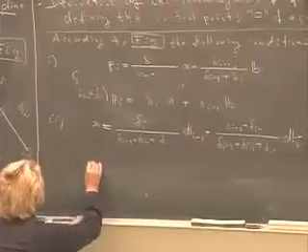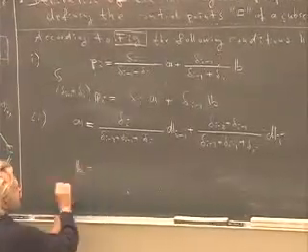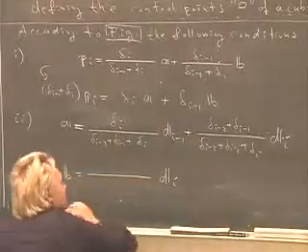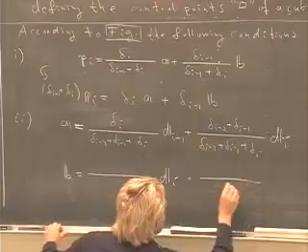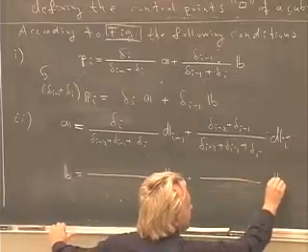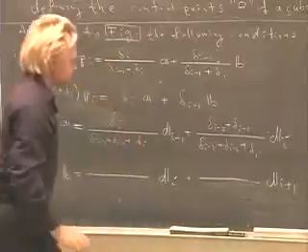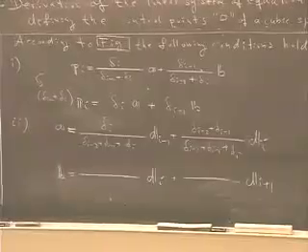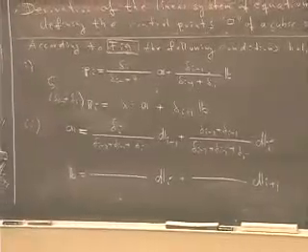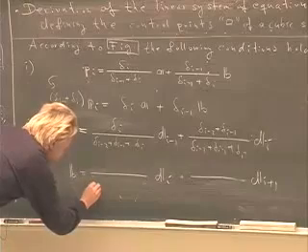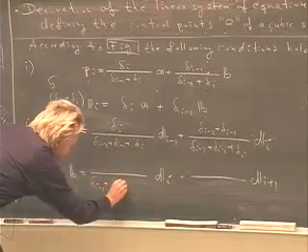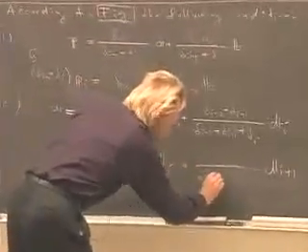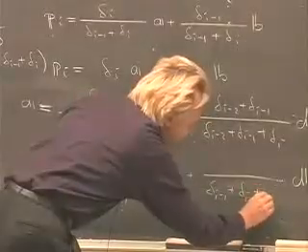I can express b similarly. And I say this helper point b is a combination of di times something plus di plus 1 times something. What is something? I have to divide by the total length of that line segment, delta i minus 1 plus delta i plus 1.